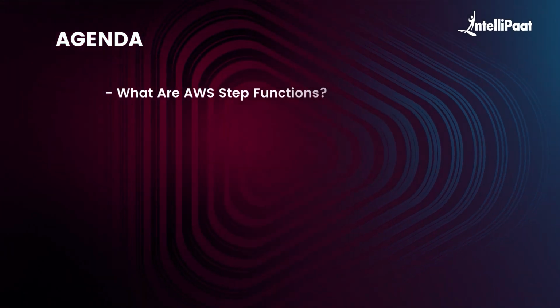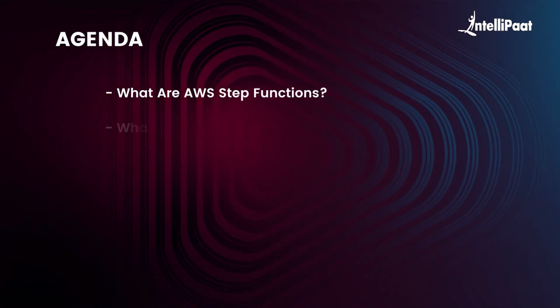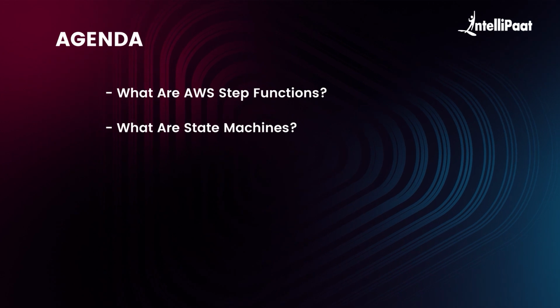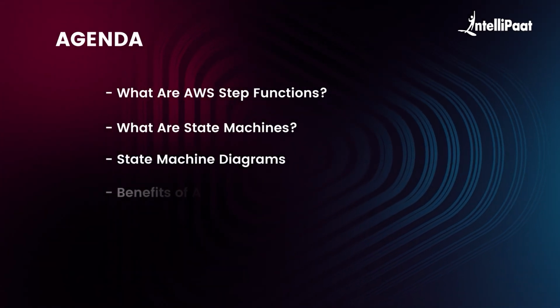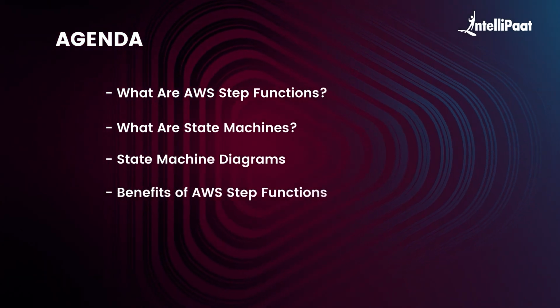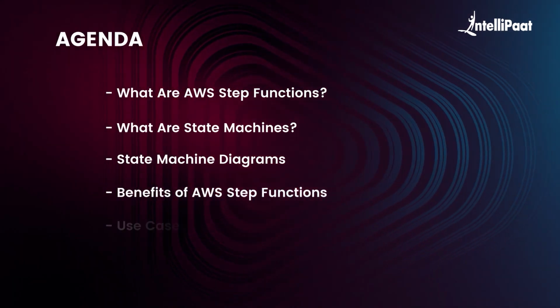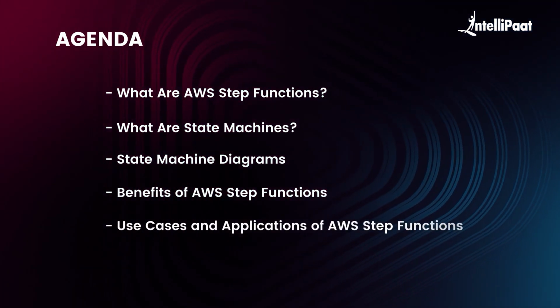Now let's take a look at our agenda for the day. We will start off with what are AWS Step Functions. Once done with that, we will see what are state machines, and then we will understand the state machine diagram. Next, we will see some of the benefits of AWS Step Functions. Lastly, we sum up our video with a few use cases and applications of AWS Step Functions.